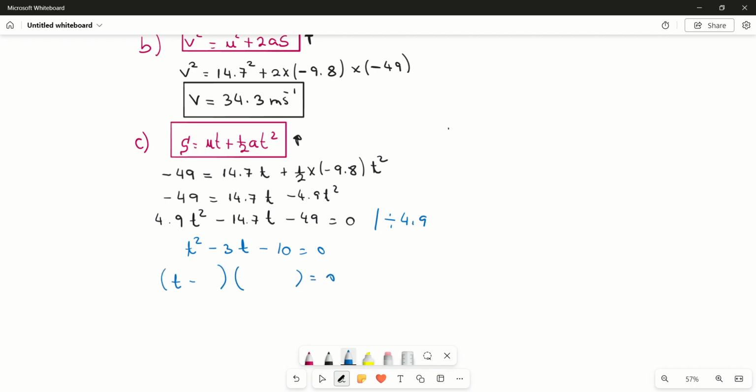I have t minus 5 and t plus 2, so the time must be positive, so the time must be 5 seconds.